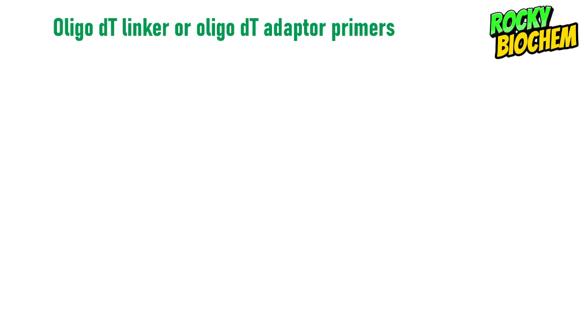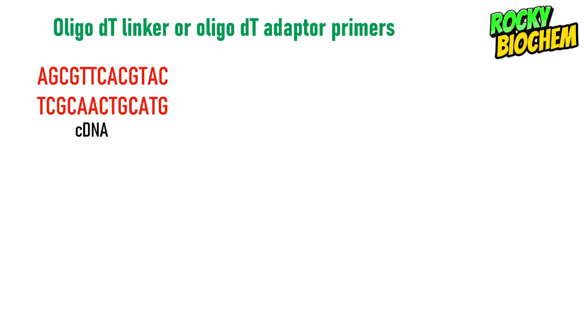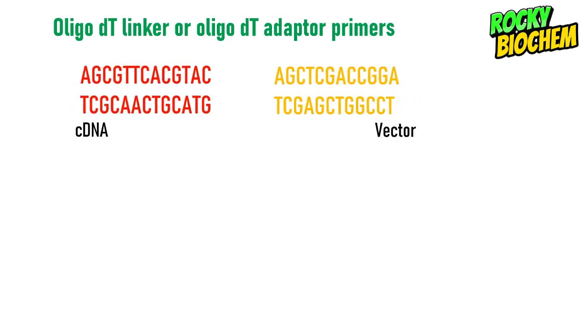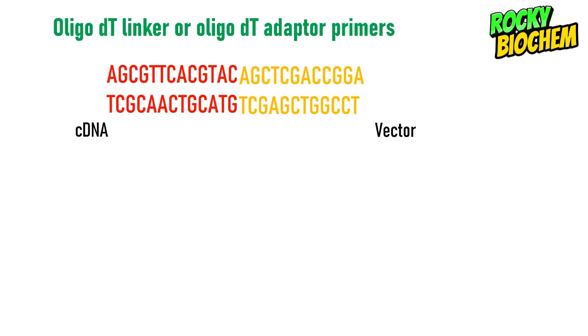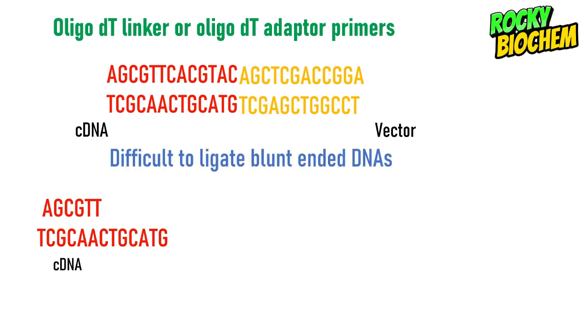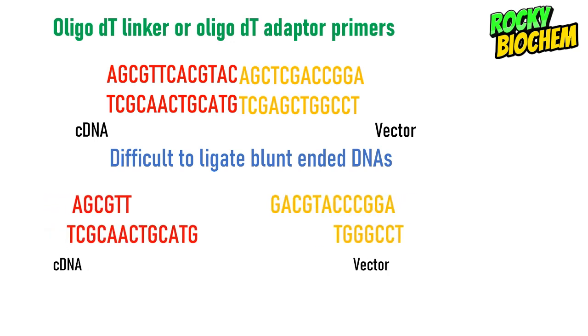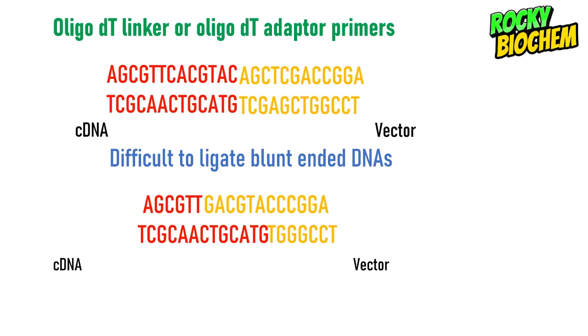When you synthesize your cDNA strand, the cDNA strand will have a blunt end. When I say the cDNA strand has a blunt end, it means that the two strands are of equal length. And since they are of equal length, it becomes so difficult for you to clone it into the vector DNA. But if the cDNA has a sticky end, it will be so easy for it to be cloned into the vector DNA.